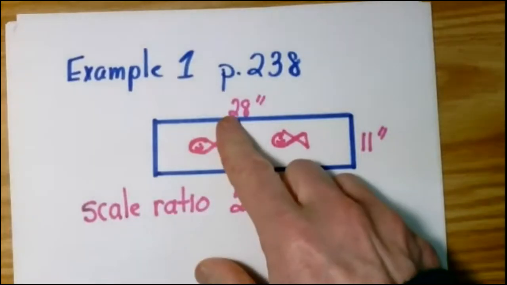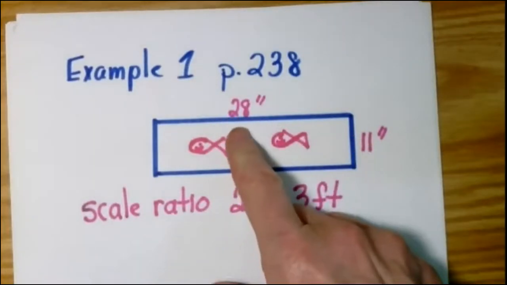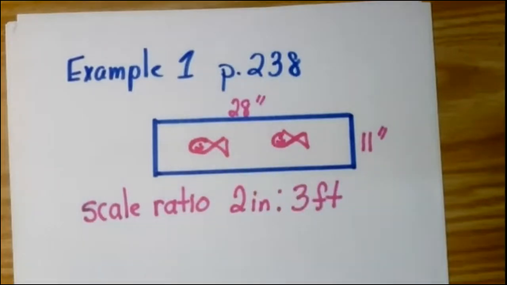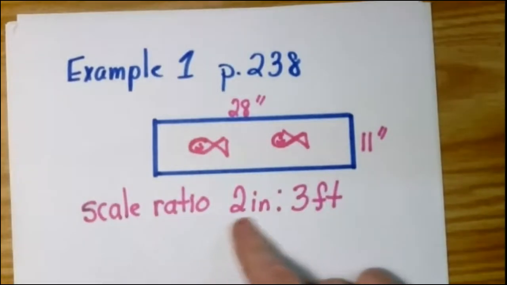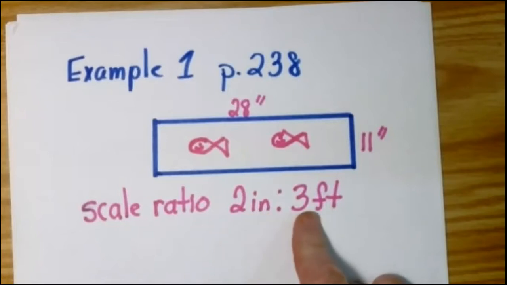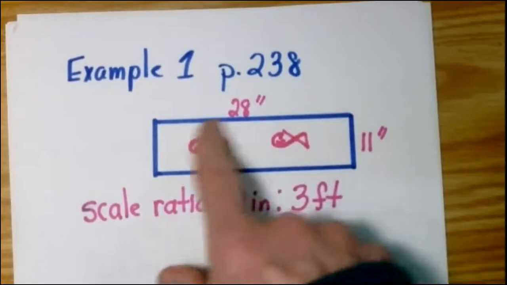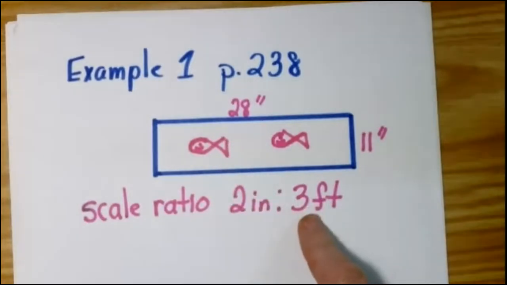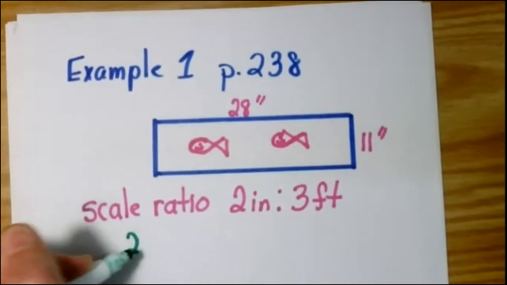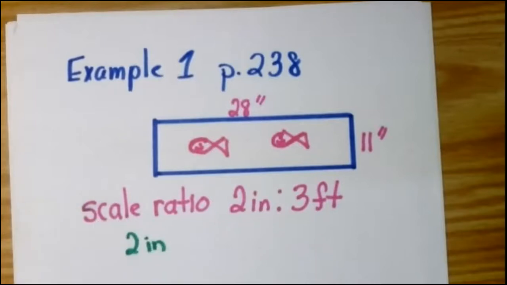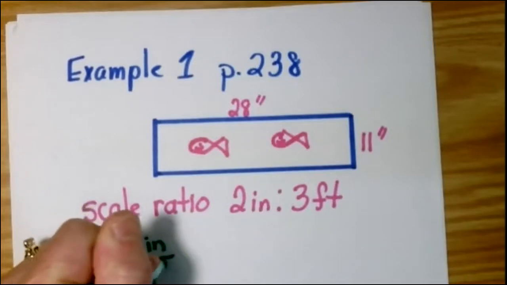Well, we have our scale dimensions. This is not the actual size of the wall. Remember, it's not going to fit on a piece of paper, the actual size. So they drew something that's in miniature, but we want it to be in the same proportions as the actual one. So they gave you the scale ratio of 2 inches is equal to 3 feet. So for every 2 inches on this drawing, that's 3 actual feet on the real mural on the wall. So the best way to set these up is to put the scale ratio like this into a proportion.